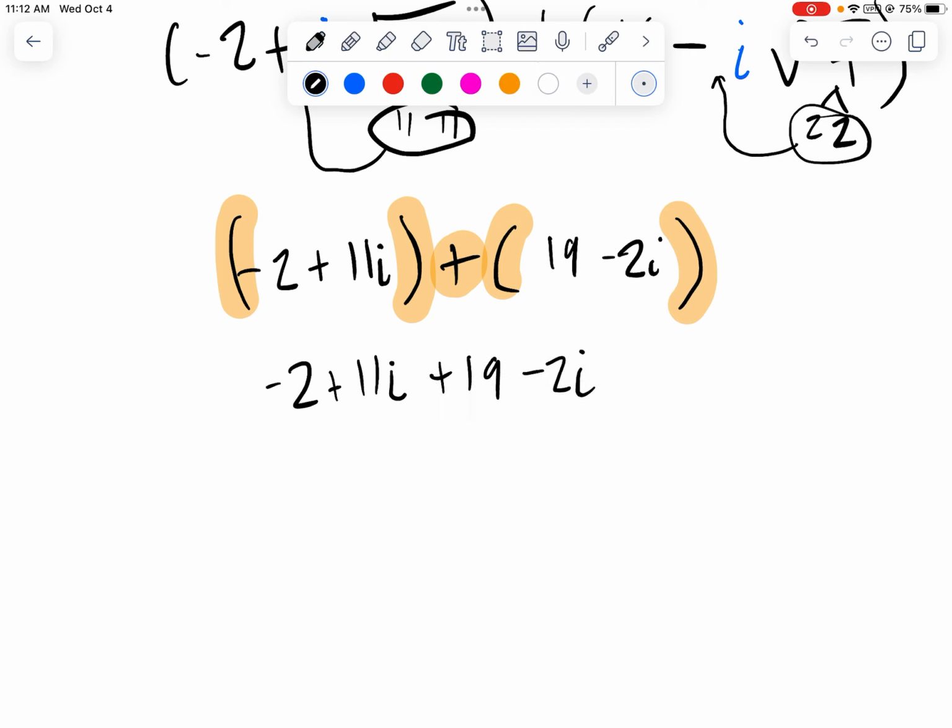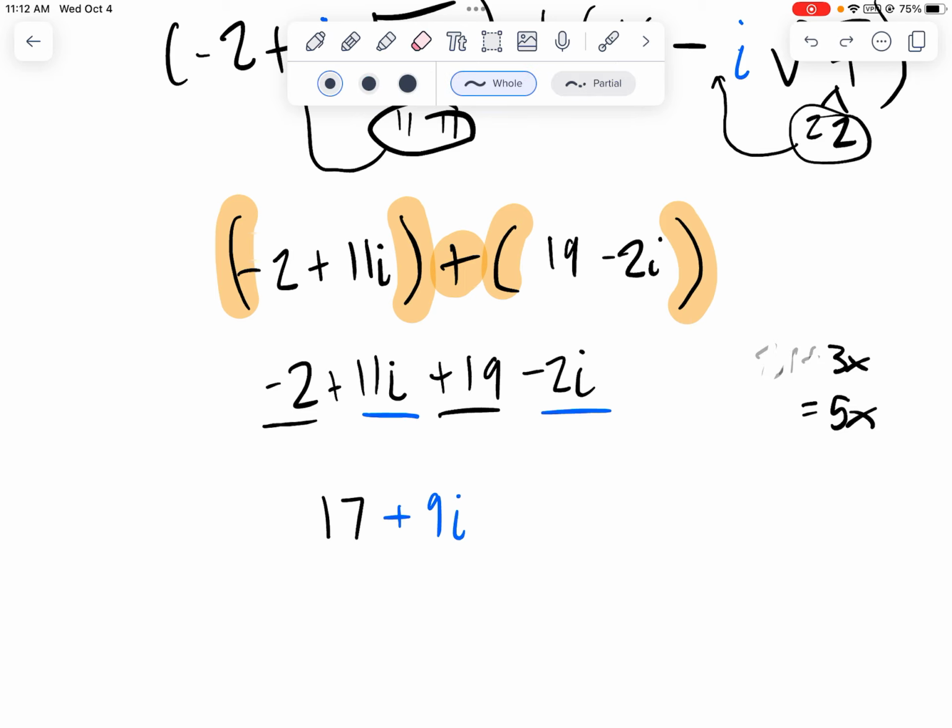And then you can combine any like terms. Numbers combined with numbers. So 19 minus 2, 17. And i's combined with i's. So 11 minus 2 is going to be plus 9i. Okay, remember it's like if you have 2x plus 3x, you would get a total of 5x. The x doesn't change as you add or subtract. Same thing for i's. i's do not change as you add and subtract. They act exactly like x's would.